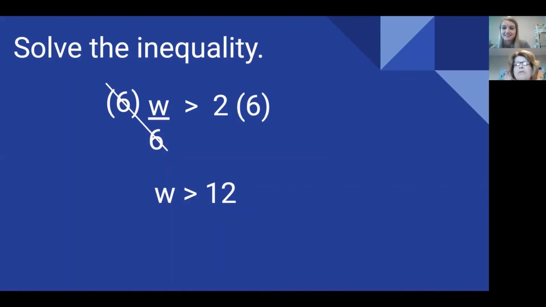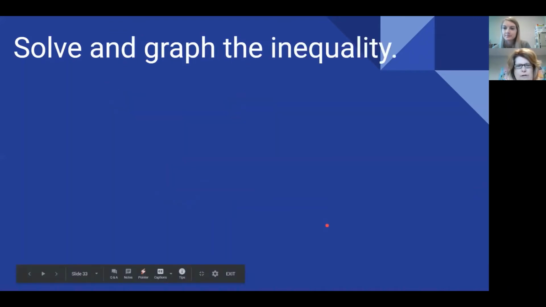Okay. And Mrs. Zimmerman, if you were going to graph this, would this be an open circle or a closed circle? An open circle. Right, because it's not equal to. Yep. All right. Let's go to the next one.